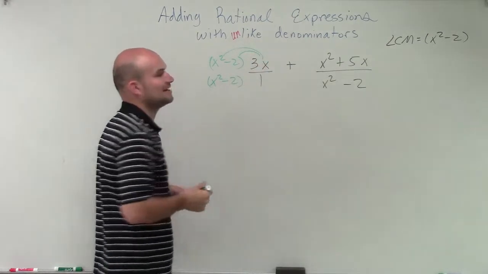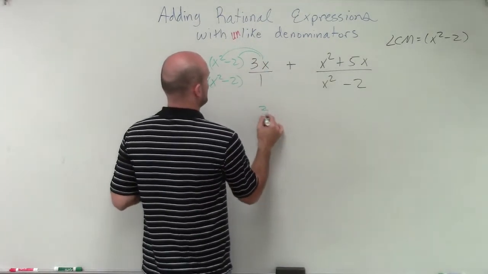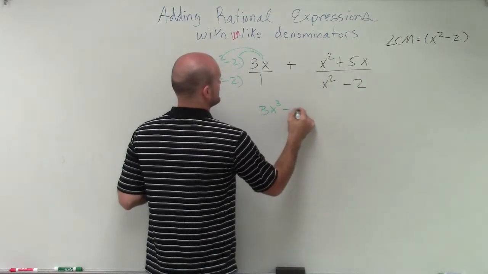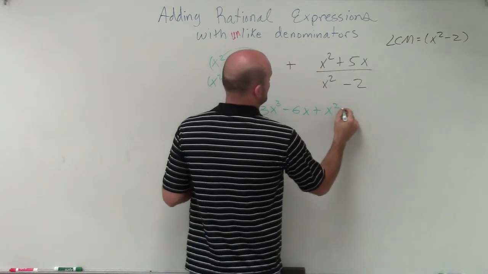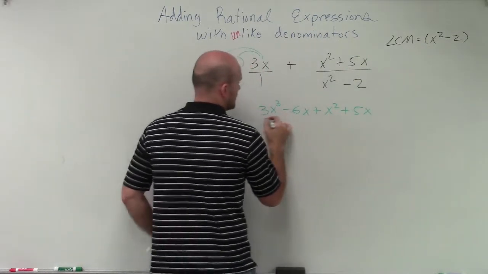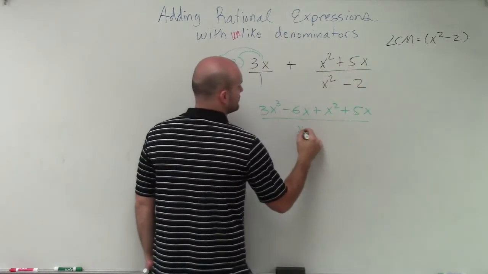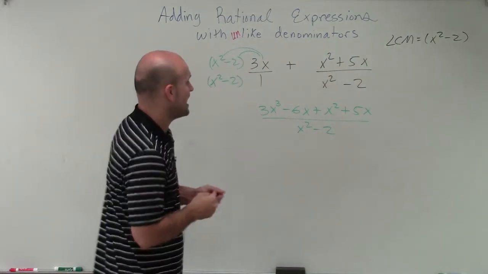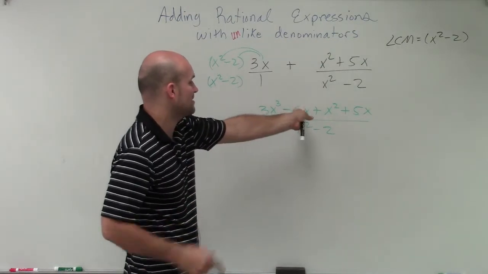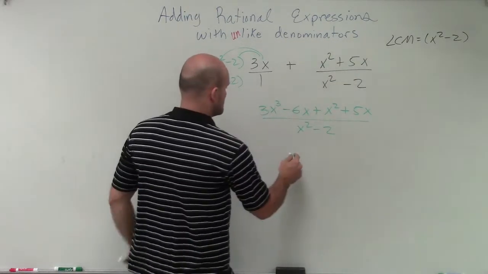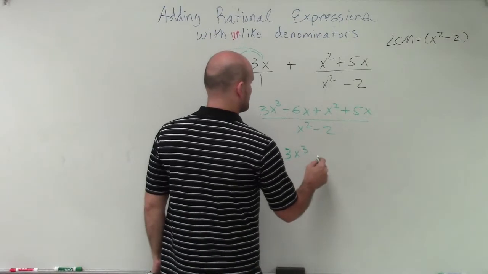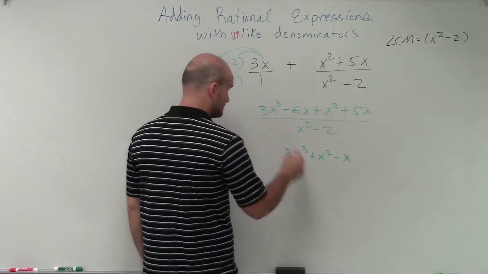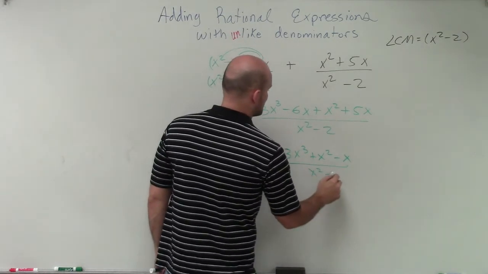Now I need to make sure I apply my distributive property. So therefore, I'll have a 3x cubed minus 6x plus x squared plus 5x all over my LCM, which is x squared minus 2, or my least common denominator. Now I can combine my like terms, which I can only combine the negative 6x and the positive 5x. So I'm left with a 3x cubed plus x squared minus x divided by x squared minus 2.